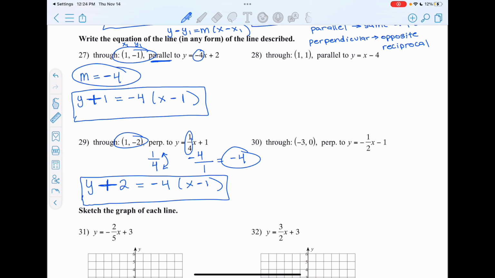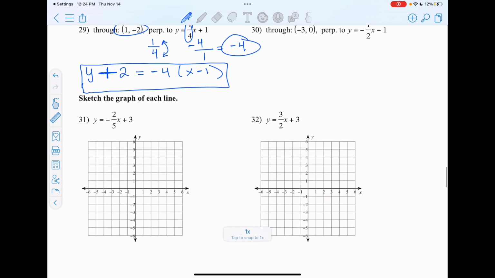Please remember that parallel lines have the same slope and perpendicular lines have opposite reciprocal slopes. Let's move on to some graphing.